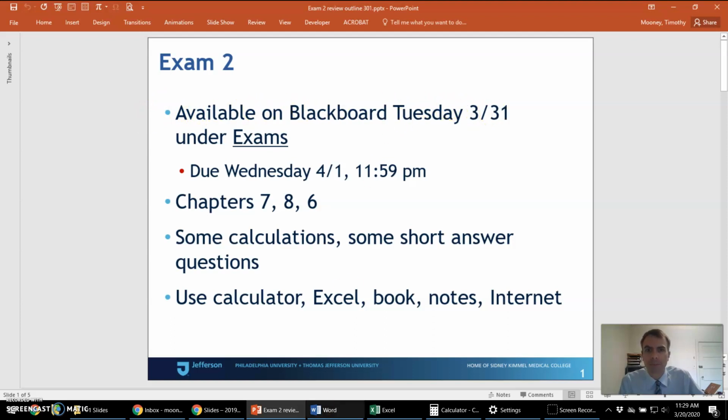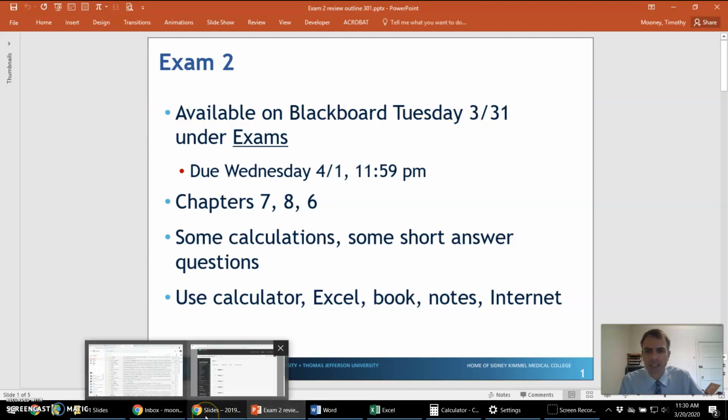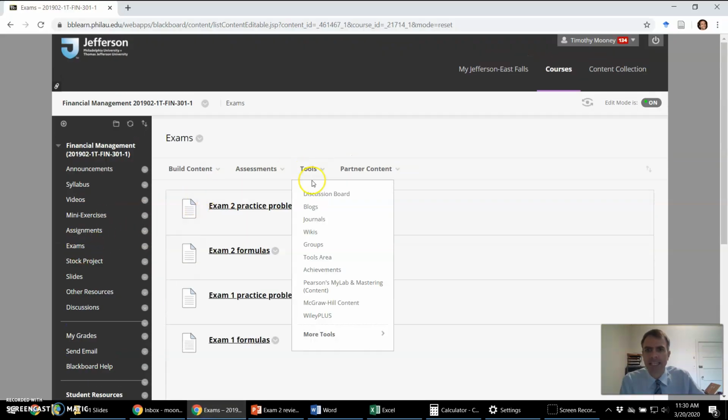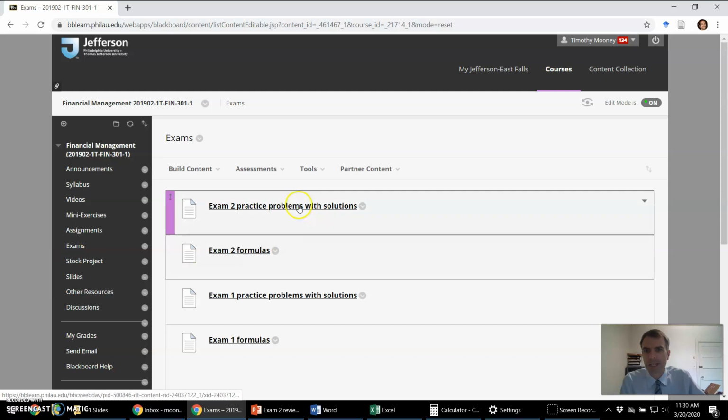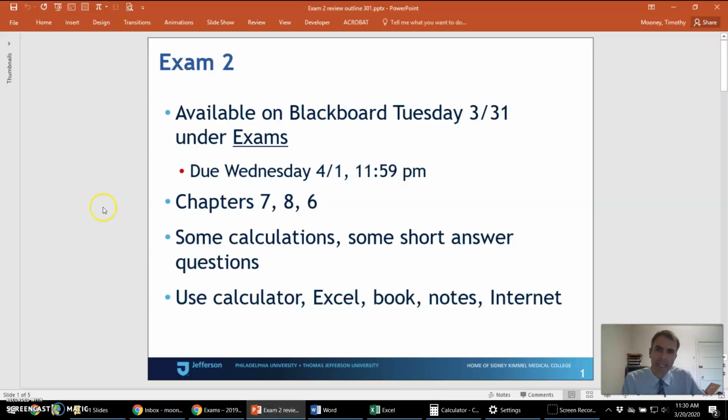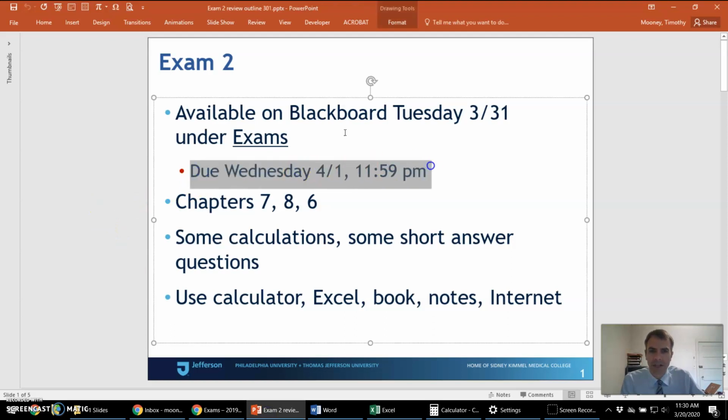So I'll post it to Blackboard on Tuesday, March 31st, the date of the exam, under exams. So you'll see it as an assignment under exams on Blackboard, and then your job is to complete the exam electronically and submit it on Blackboard under exams, the same place you got it, the following day by 11:59 p.m. Okay, so if you want to type your answers, that's fine. If you want to handwrite them and take pictures of a hard copy, that's fine. Whatever works best for you.